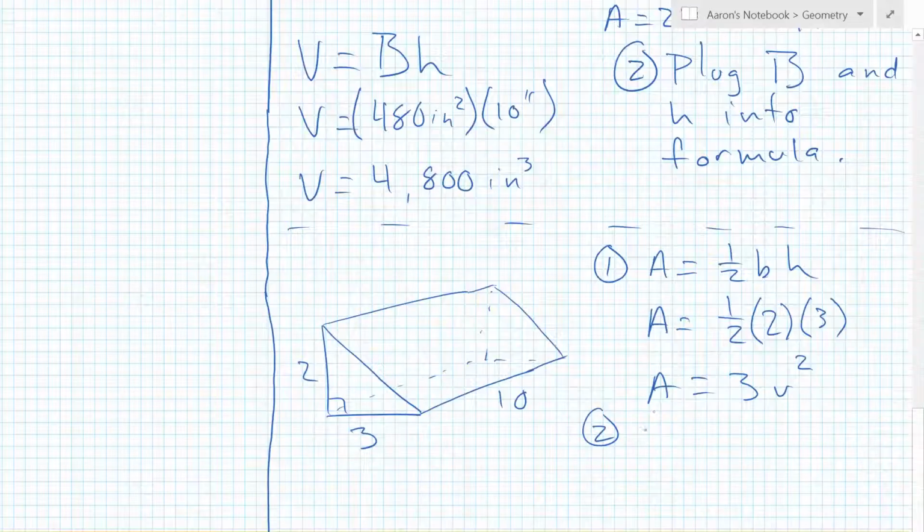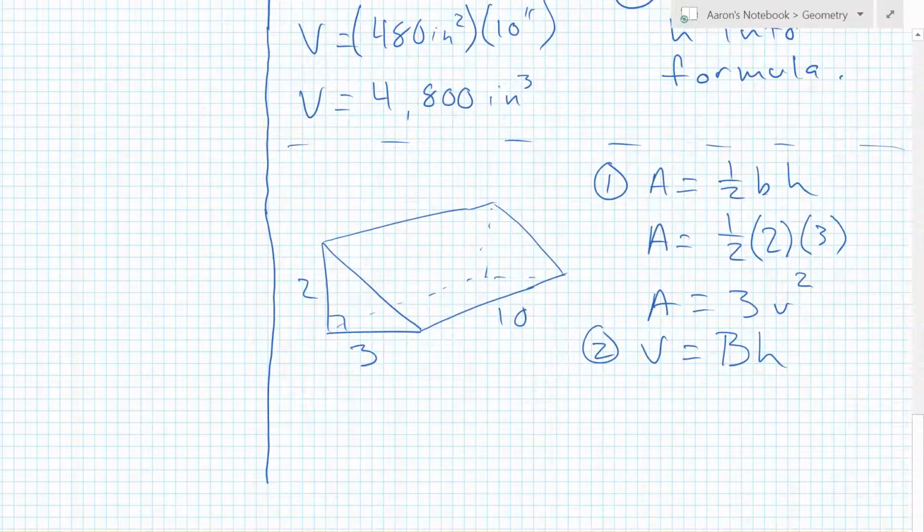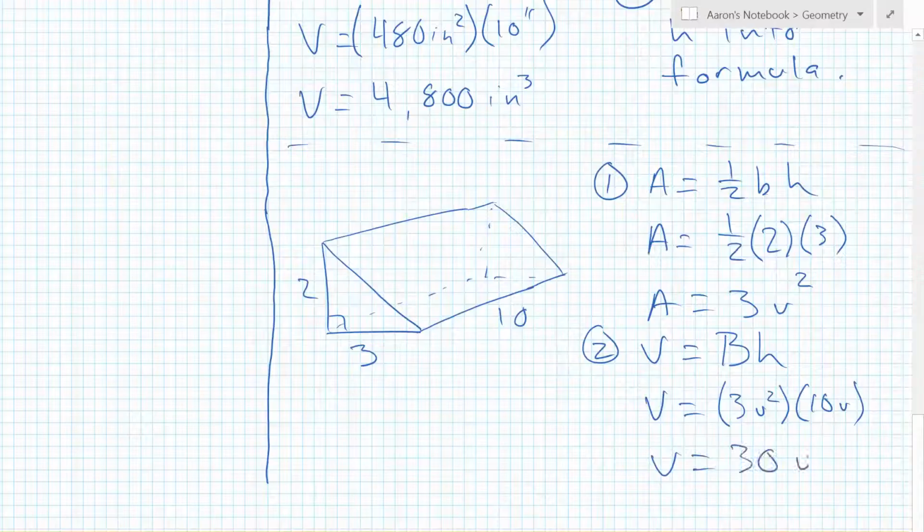Step 2, we're going to plug in volume equals area of the base times height. And in this case, because we've got a base that's a triangle, we're going to use that as the base, even though the height in this case is longer than either of the other two dimensions. Volume equals 3 units squared times 10 units. Volume equals 30 units cubed. Great.